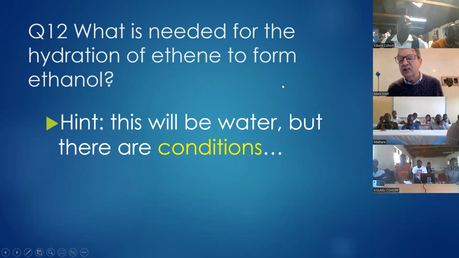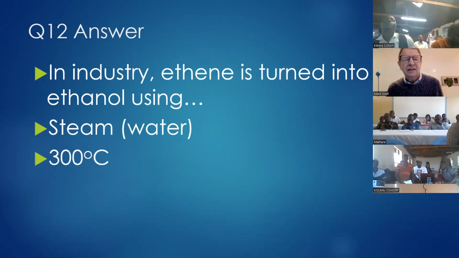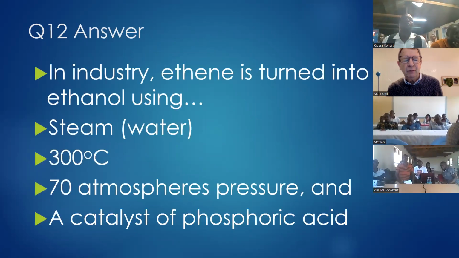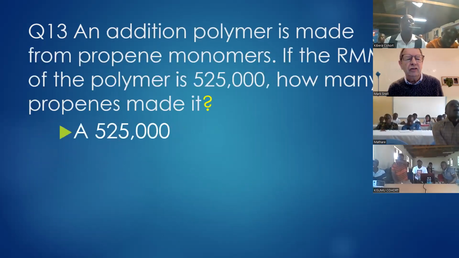That's the thing which I just dealt with, so I'm not even going to spend time doing it. 300 degrees, 70 atmospheres, phosphoric acid catalyst. These seem like stupid things they have to know, but they do need to know it. Only 2 more questions.